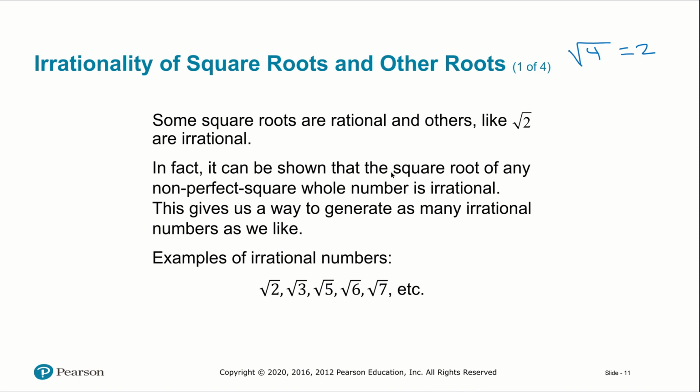Now, in fact, it can be shown that the square root of any non-perfect square whole number is going to be irrational. This gives us a way to generate as many irrational numbers as we like, because we can just start with whole numbers, and any one of them that's not a perfect square is going to give me an irrational number. So 2 is not a perfect square, so the square root of 2 is irrational. 3 is not a perfect square, so the square root of 3 is irrational. 5 is not a perfect square, so the square root of 5 is irrational, etc. Notice we've skipped square root of 4 because, again, square root of 4 is rational.